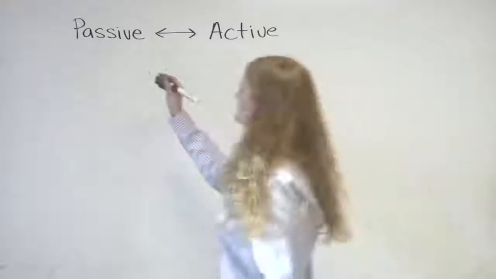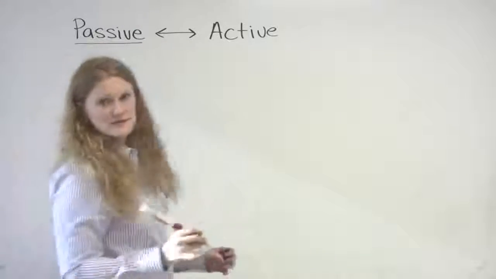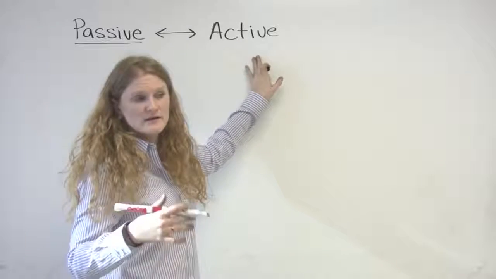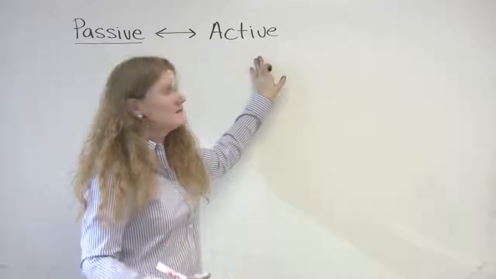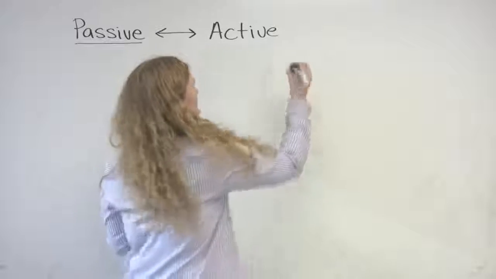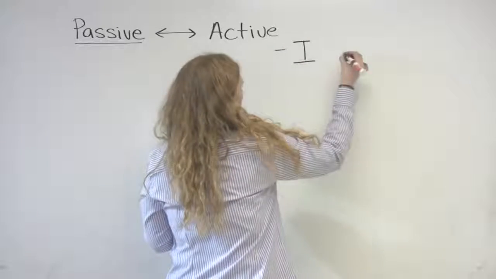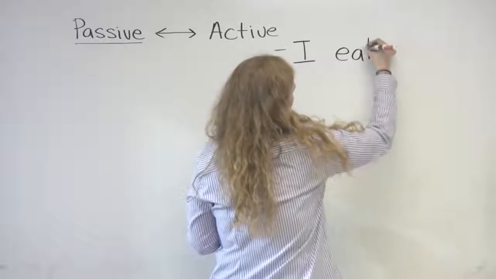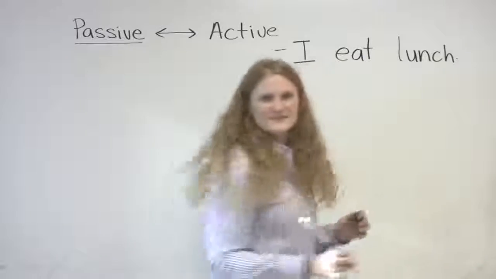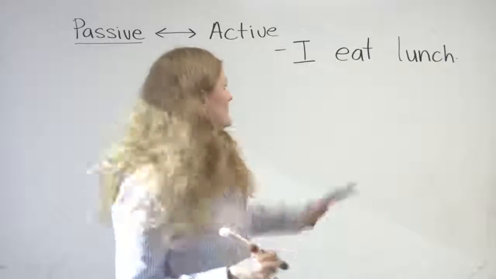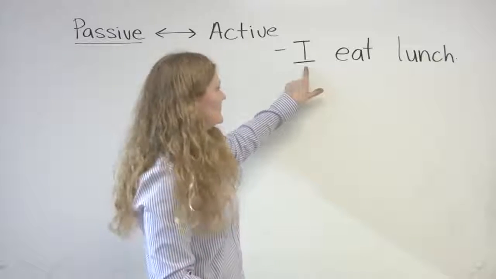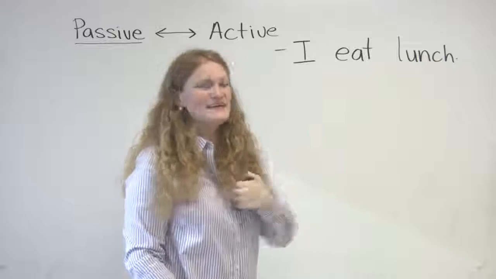Okay. Today we're going to learn about passive. The opposite of passive is active. In our everyday goings-on, we usually use active sentences. An example of this is: I eat lunch. Okay? In this sentence, the focus or the importance is on the subject, or me.